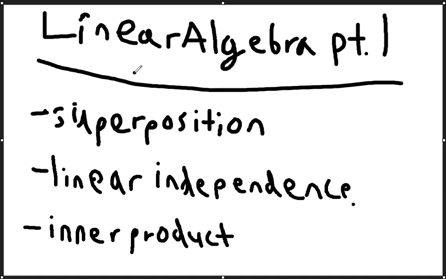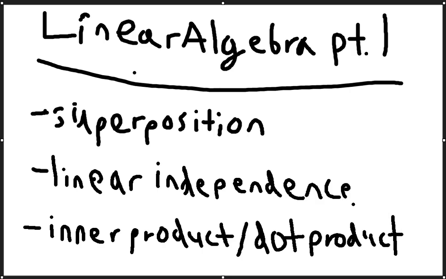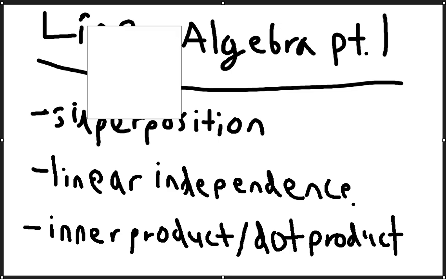So this time we're just going to focus on the start of linear algebra, and start with superposition. You might remember it from last time, but we'll do it again. And then some linear independence, and then the inner product, sometimes called a dot product. Maybe we'll do some cross product as well, but that'll be in a minute. Anyway, let's get into it.